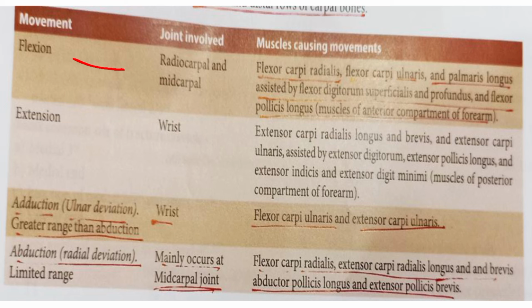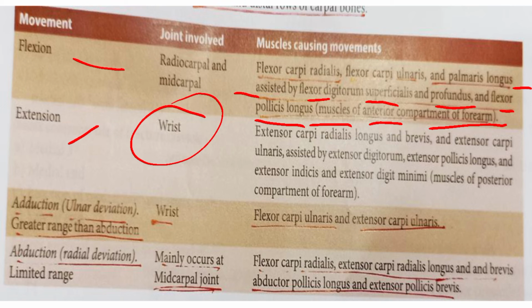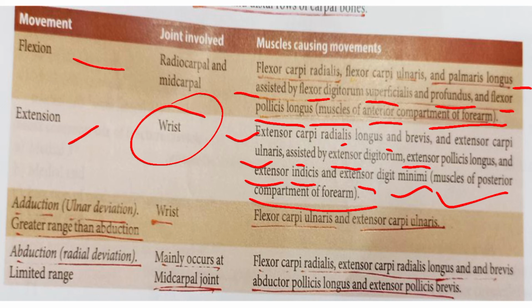Now flexion occurs at the radiocarpal and midcarpal joints, and it includes the muscles flexor carpi radialis, flexor carpi ulnaris, palmaris longus, assisted by flexor digitorum superficialis and profundus, and flexor pollicis longus, the muscles of the anterior compartment of the forearm. Extension includes the wrist extensors extensor carpi radialis longus and brevis, and extensor carpi ulnaris, assisted by extensor digitorum, extensor pollicis longus, extensor indicis, and extensor digiti minimi, the muscles of the posterior compartment of the forearm.